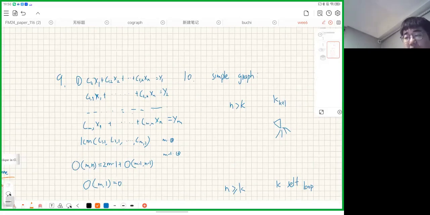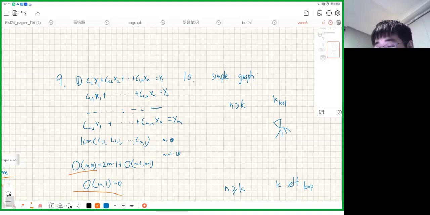Okay, consider this equation system. We have m equations and n variables. Let's call O(m,n) the number of operations we need with m equations and n variables. If we have only one variable, of course we don't need any operation. So what's the recursive step? How can we eliminate one variable here?